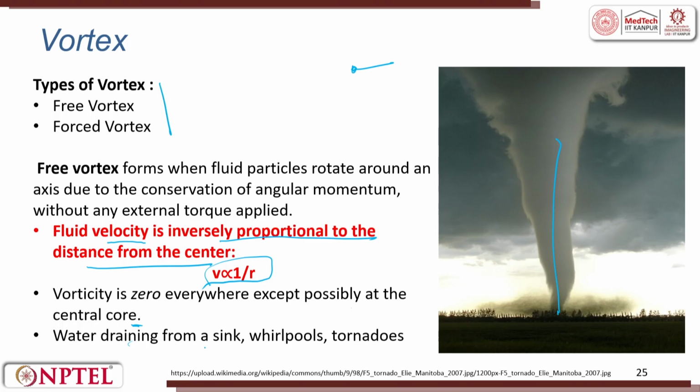Water draining from a sink, whirlpools and tornadoes are created by this vortex, which is a free vortex. The velocity is inversely proportional to the radius. Smaller the radius, velocity will be higher.